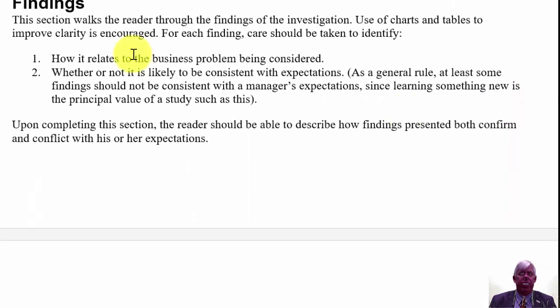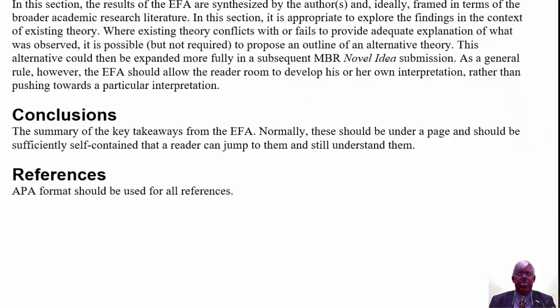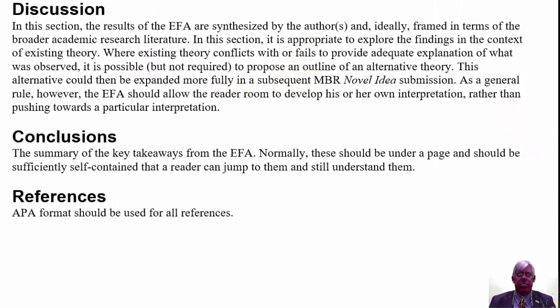Then you can report your findings. And once again, you're encouraged to use things like tables and other visual aids to help communicate the findings. Then maybe some discussion that identifies why these findings might be considered of interest to a typical manager. And it's possible you might also propose an alternative theory if existing theories don't seem to do a very good job explaining the findings. But we also have a novel idea submission category that you could use if you're going to propose something a little more elaborate.